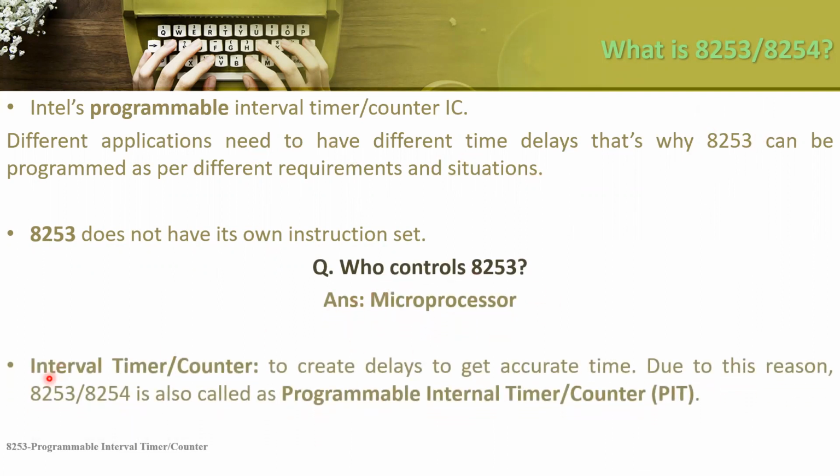So at last, 8253 is nothing but an interval timer or counter to create the delays so that we can get the accurate time. And due to this reason, we can program this IC as per the different requirements and situations, and that's why it is called a programmable interval timer or counter.